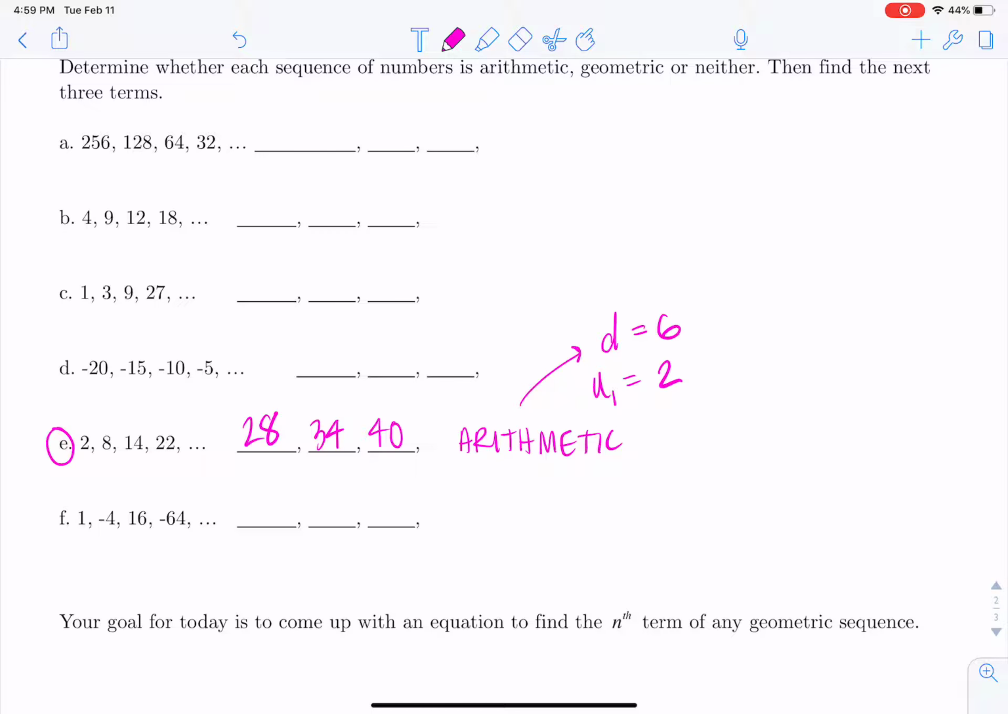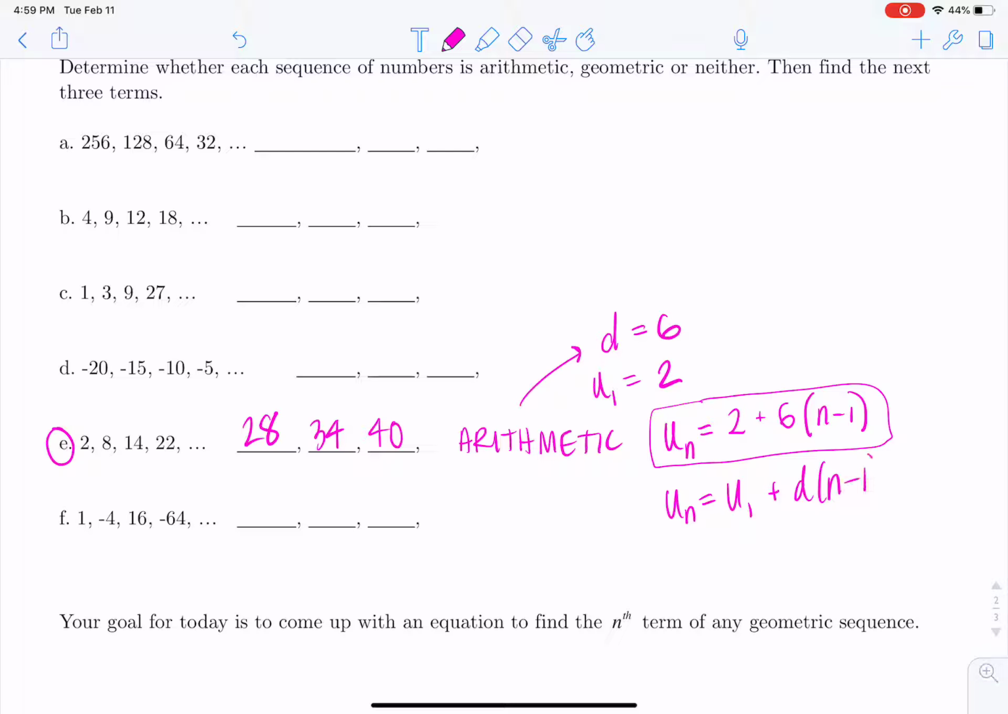So then what we did was we came up with this equation where we took our first term, and I can figure out any term number in this sequence. I start with my first term, and I'm taking my common difference, which is 6, and adding it to the previous term. So we did that n minus 1 times. I hope that this is ringing a bell. We had that u of n is equal to u of 1 plus our common difference times n minus 1. This is digging back to well before the holiday break, so I'm hopeful that we're remembering this a little bit.